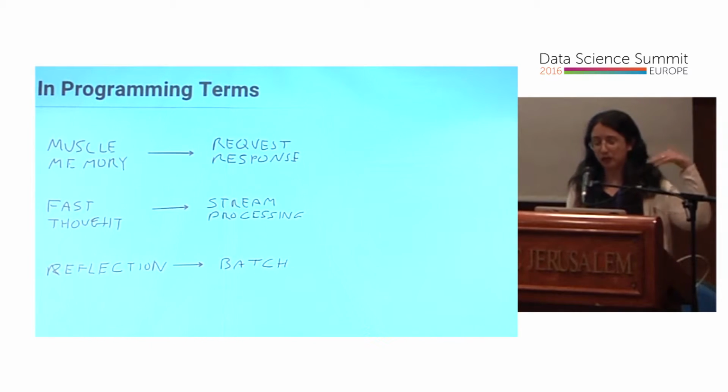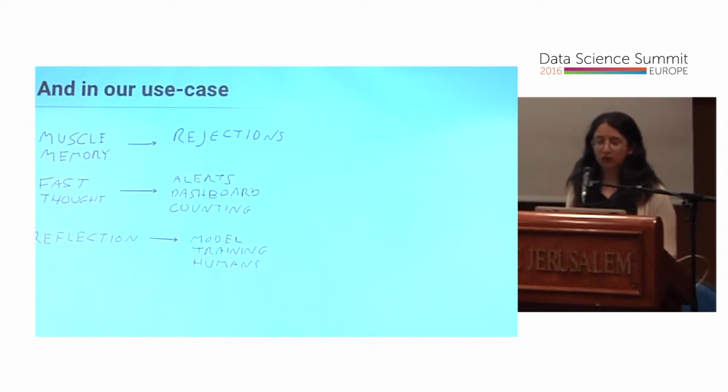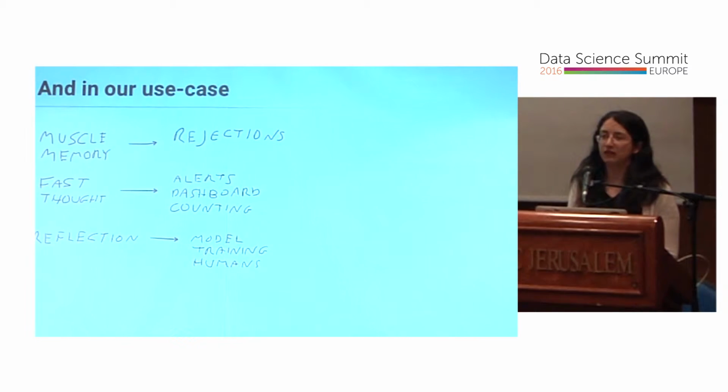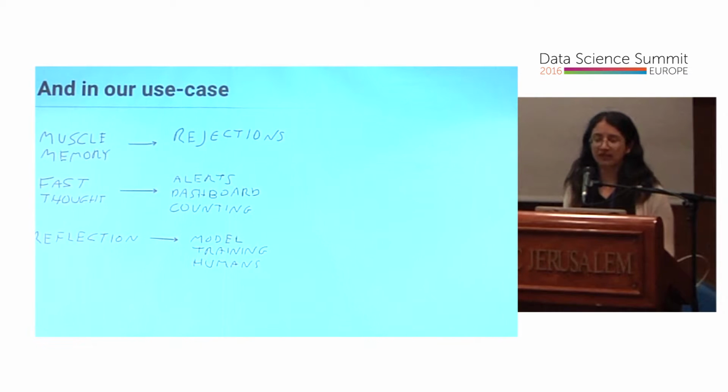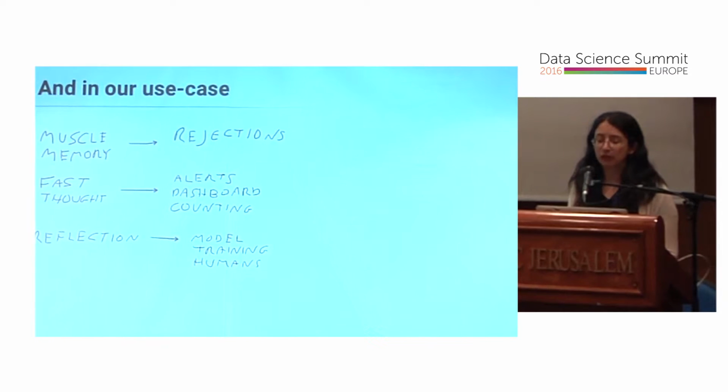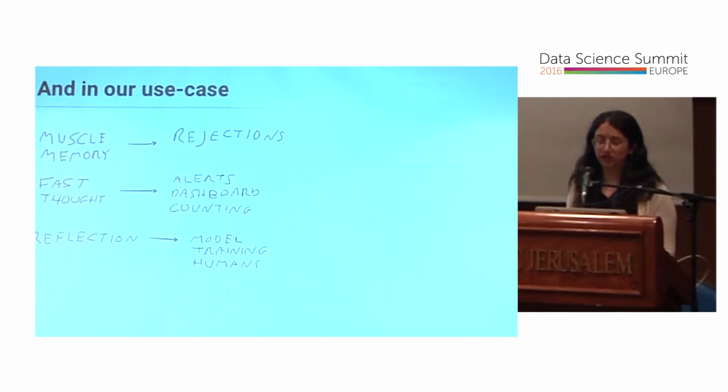So we have request response, streams, and batches, which we use, in the case of credit card transactions or pharmacies, to immediately reject a request, or set an alert and stop the purchase a few hours later or a few minutes later. Dashboards, most of the updates of the counts happen asynchronously by stream processing systems, and then building the models, training, and having humans review some stuff, that's obviously similar to reflection.